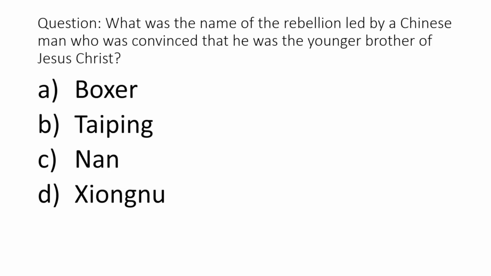What was the name of the rebellion led by a Chinese man who was convinced that he was the younger brother of Jesus Christ? Was it A, the Boxer Rebellion, B, the Taiping Rebellion, C, the Nan Rebellion, or D, the Xiongnu Rebellion? And the correct answer is B, the Taiping Rebellion.